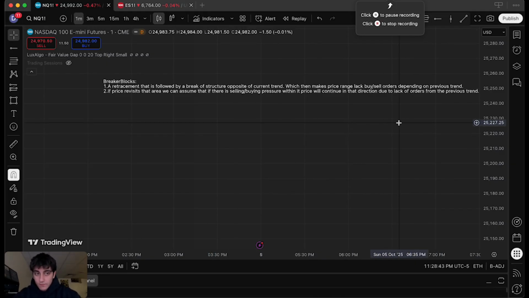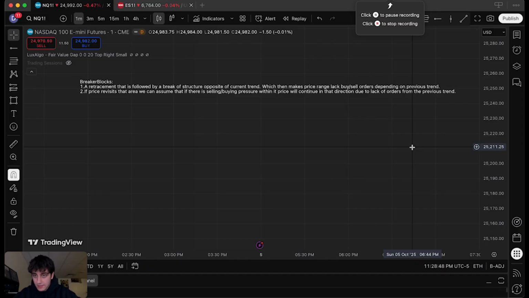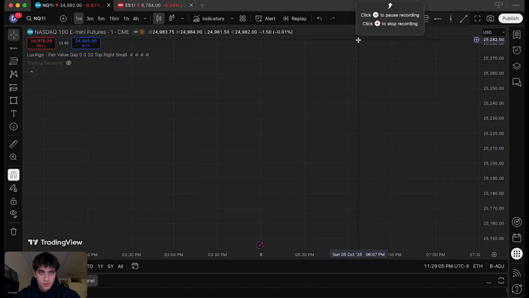Okay, and then what happens when we have a breaker block? If the price revisits that area, we can assume that if there is selling or buying pressure within price, it will continue in that direction due to the lack of orders from the previous trend. So if you guys want to write this down, it's right up here on the screen. Take a screenshot or write it down, whatever you want.